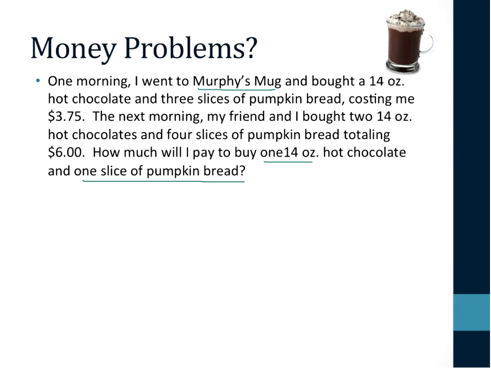Okay, so we've read the problem. If you're like me, I like to underline key ideas here. So at the end, I underlined what I'm looking for. How much am I going to pay for 1 14-ounce hot chocolate, 1 slice of pumpkin bread? I might also look at the idea that I bought a 14-ounce hot chocolate and 3 slices of pumpkin bread. I bought 2 hot chocolates and 4 slices of pumpkin bread, and it cost me $6.